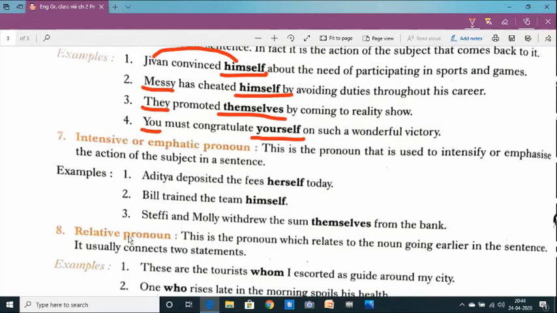Bill, Steffi and Molly withdrew the sum themselves. Here, Steffi and Molly are two subjects. When two subjects are joined together by and, it becomes plural. So that's why themselves has come for them. Once again, listen: Steffi and Molly withdrew the sum themselves from the bank.